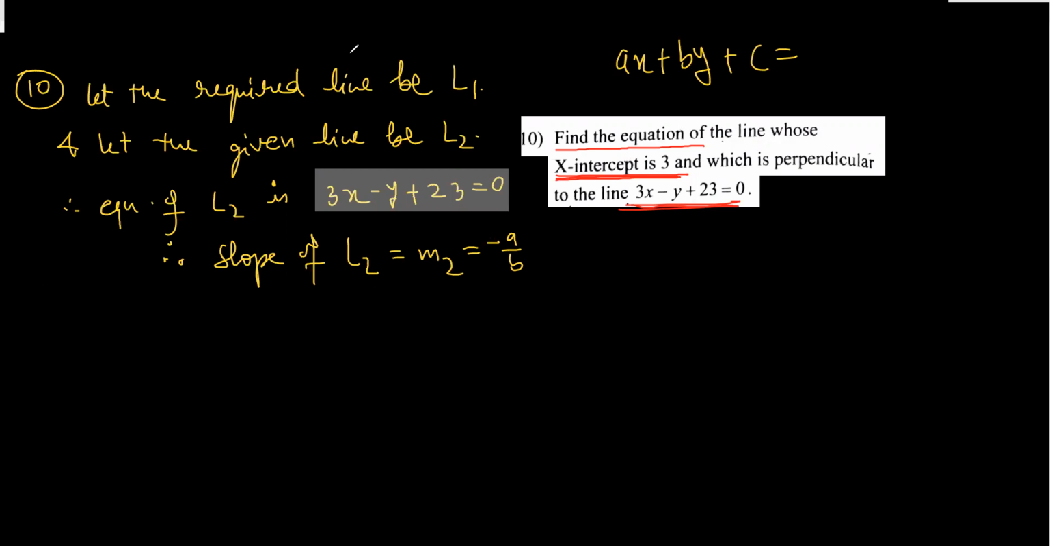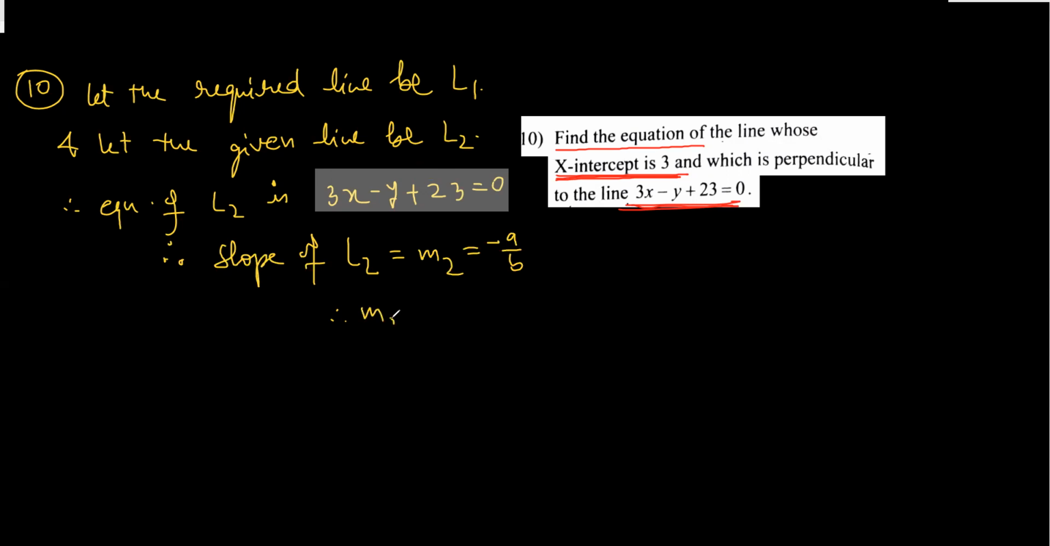Now you can ask me, sir, this time you are not comparing, you did not write the value of a, you did not write the value of b and c. See, students, you don't have to do it every time. But if you prefer to write it that way, I have no objection. You can go ahead and write comparing with ax plus by plus c equals 0, as I have done in the earlier question here. Okay, but I'm not doing it.